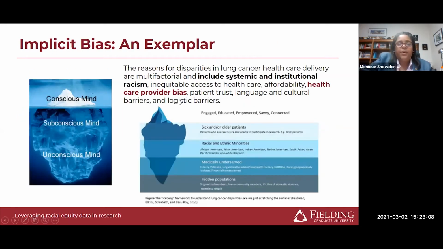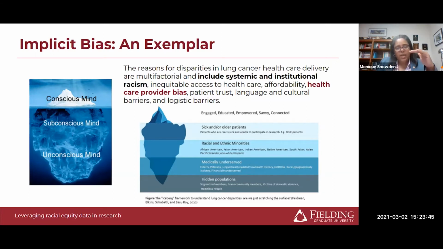So here's an exemplar. I know many of you may be aware of this notion of the conscious mind, the subconscious mind, and the unconscious mind, and there's the iceberg metaphor here. I have this reference down at the bottom for you. This was about lung cancer disparities, right? It talks about healthcare delivery and what may be involved in systemic and institutional racism.